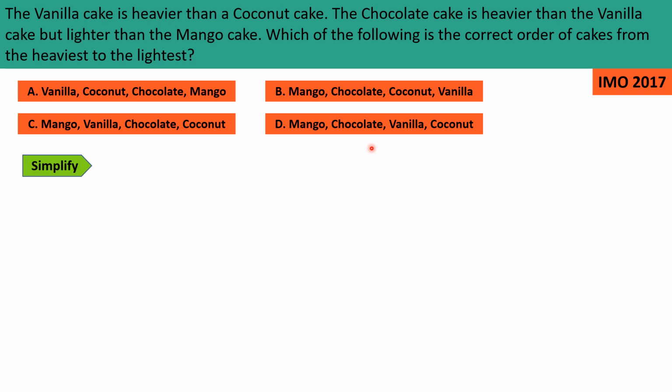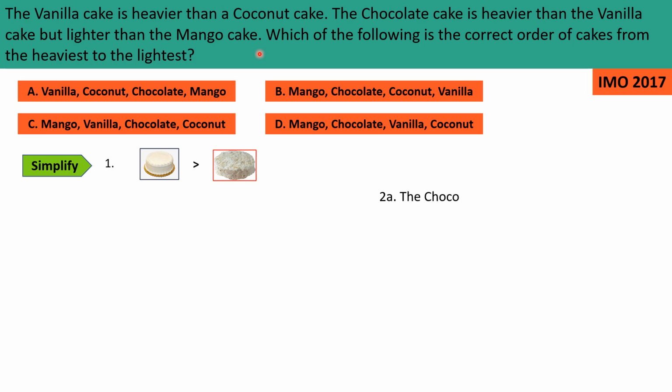Let's simplify the first line of the question. The vanilla cake is heavier than a coconut cake. Here we need to arrange the cakes from the heaviest to the lightest. So vanilla cake is heavier than coconut cake. The second line of the question says the chocolate cake is heavier than the vanilla cake but lighter than the mango cake. This line can be subdivided into two parts.